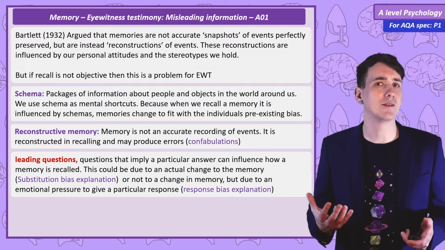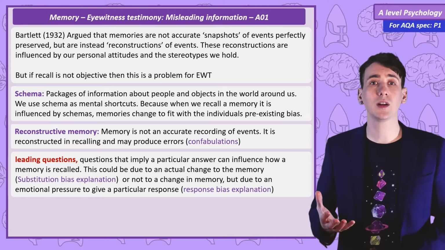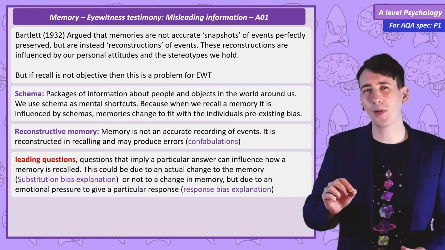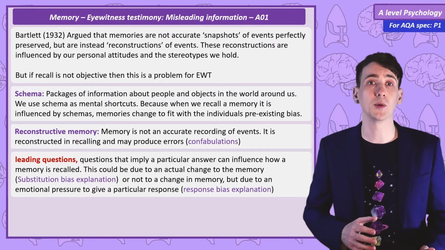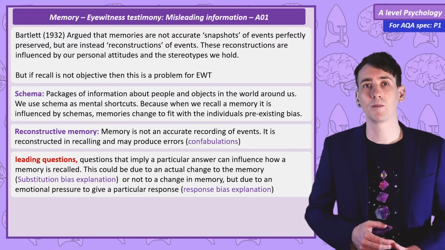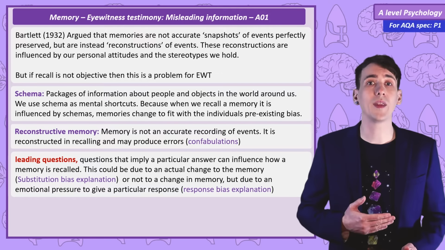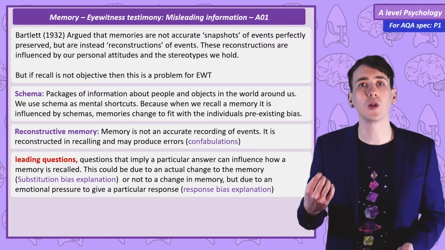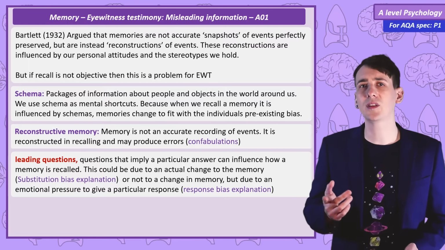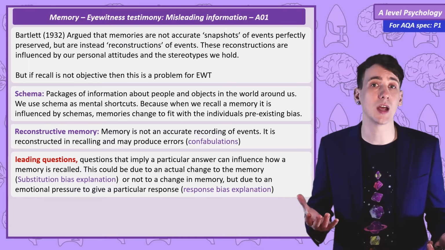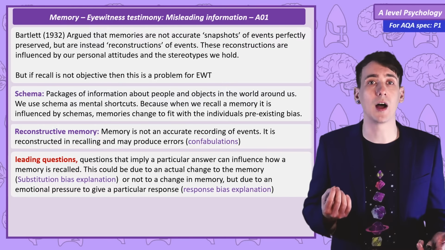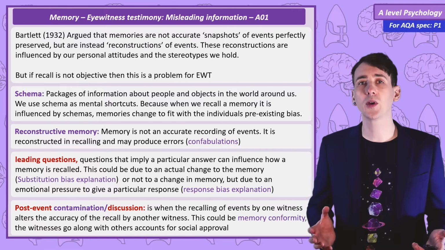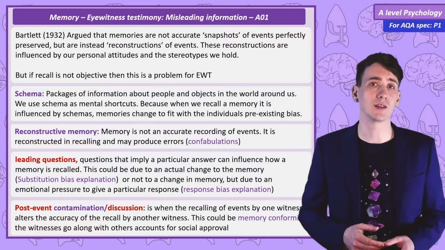This explains how misleading information influences memory. This can include leading questions, so the words that I use to ask a question can imply a certain response, and this influences the memory that someone reports. And there are two possibilities. One, that the actual memory does change, it replaces the old memory completely, and we would call this substitution bias. But there is a second possibility. The memory doesn't actually change, but there's an emotional pressure that alters your response, and we would call that response bias.